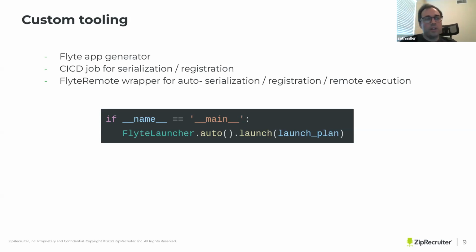So we created an app generator that generates a Flyte app with its own Dockerfiles and Kubernetes manifests. One of the manifests is a CI/CD job that handles serialization and registration. So whenever someone merges to main, for example, their Flyte code is automatically serialized and registered with Flyte Admin in the dev cluster.